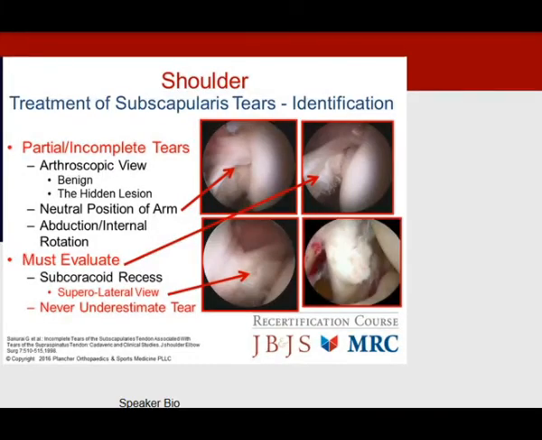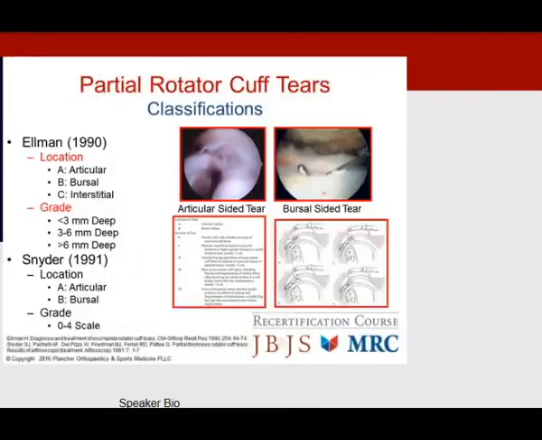Partial or incomplete tears of the subscapularis in an arthroscopic view are difficult to detect. You might want to use a 30 or even a 70-degree scope in a neutral position or abduction internally rotated to evaluate this. Try not to underestimate the tear, as these can be very problematic for patients and we need to repair them. Others have classified partial rotator cuff tears, as we've talked about full thickness rotator cuff tears, and I think it's important just to describe as articular or bursal-sided tears.